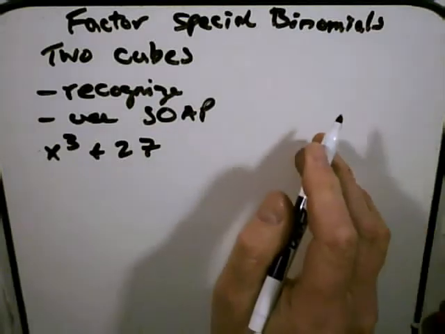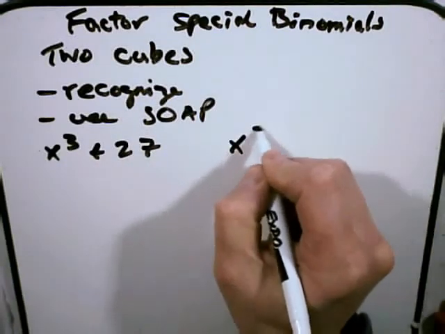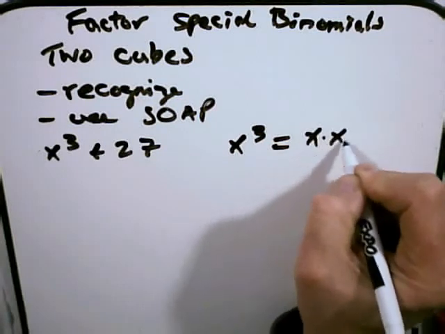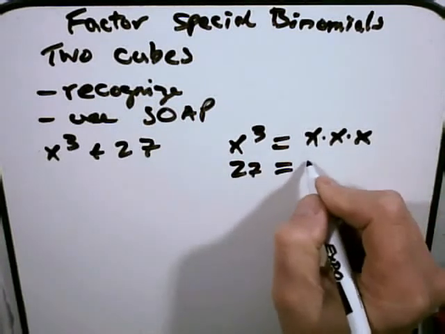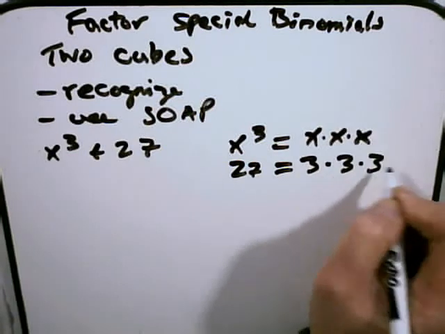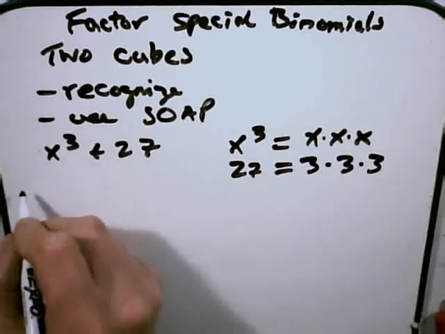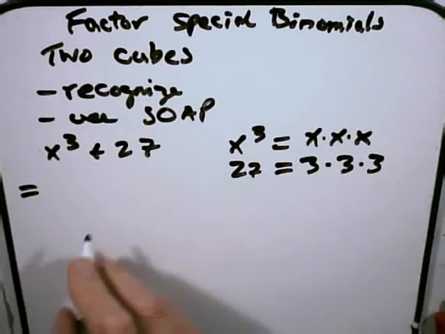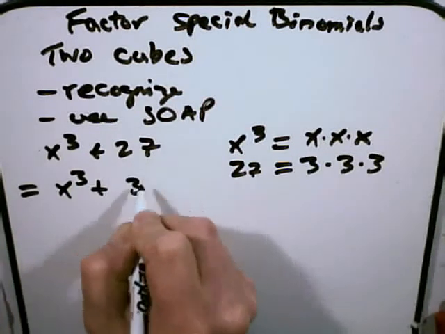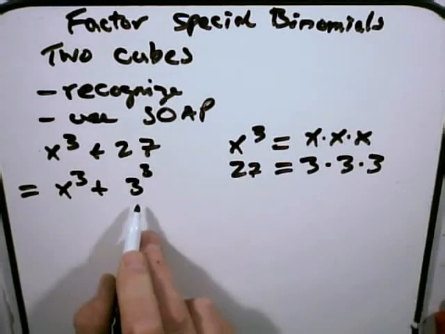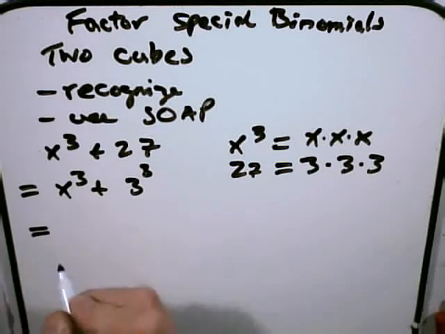Well, I want to recognize that we have a perfect cube. Let's see. x cubed equals x times x times x. That's a perfect cube. And 27, think about that for a couple of seconds. You're going to figure out that that's 3 times 3 times 3, a perfect cube. All right, so we take this x cubed plus 27, and if you want to write it so that you can really see that 3 in that second term, we take that x and the 3, and we're going to factor.